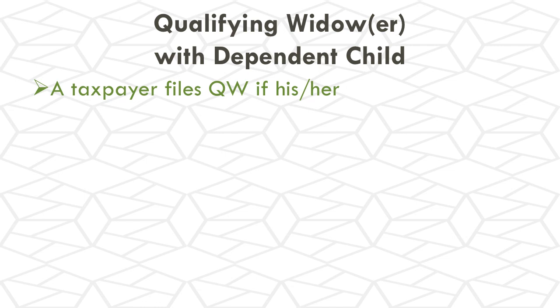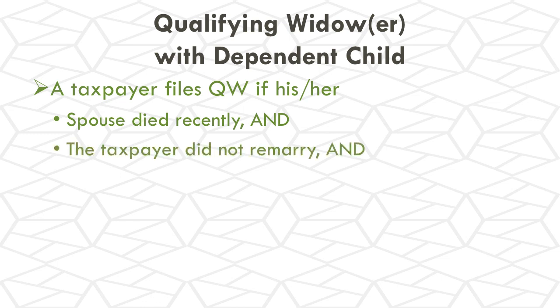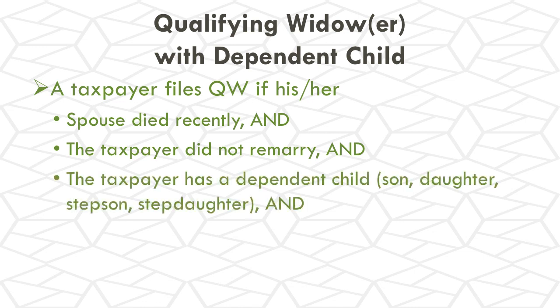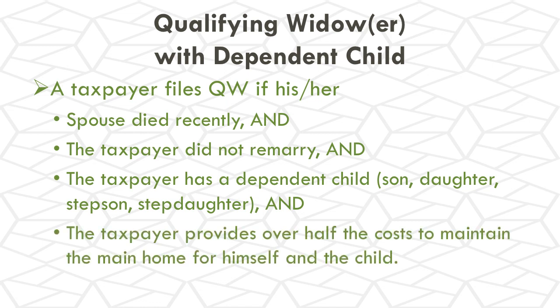So a taxpayer can file this way if his or her spouse died recently and the taxpayer did not remarry in the tax year, and the taxpayer has a dependent child. Okay, so that only includes son, daughter, stepson, or stepdaughter. Doesn't include any other relationships. And finally, the taxpayer provides over half the cost to maintain the home for himself and the child.